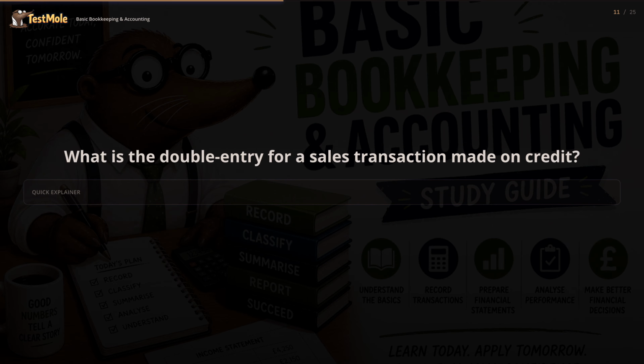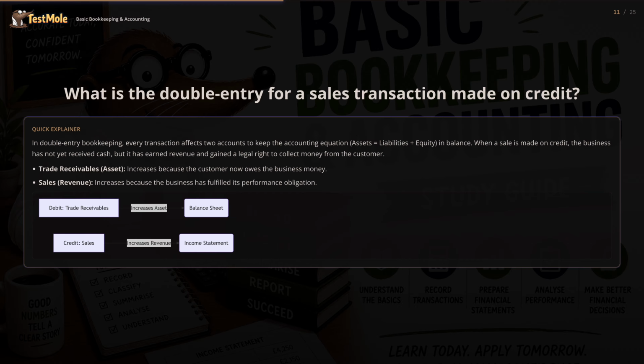What is the double entry for a sales transaction made on credit? In double entry bookkeeping, every transaction affects two accounts to keep the accounting equation, assets equals liabilities plus equity, in balance. When a sale is made on credit, the business has not yet received cash, but it has earned revenue and gained a legal right to collect money from the customer.